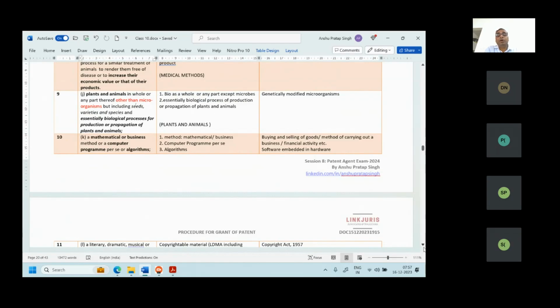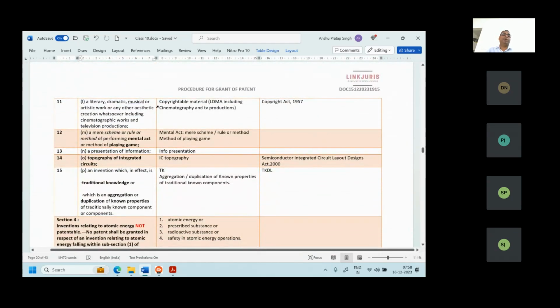Then comes, how can you get software patented? Software can be patented in two ways. First, if software is embedded in hardware and you are claiming it as such, or there is a technological difficulty which the software is solving. If these two criteria, or either of them, is met, software can be patented. But in general, we claim software interacting with the hardware.